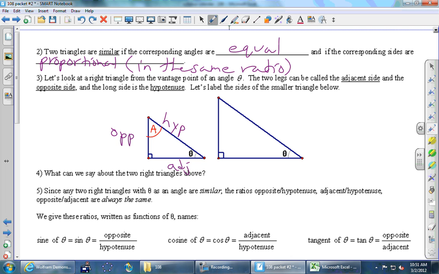If I were to talk about this angle, capital A, which one is the opposite side for capital A? It's the one on the bottom. Opposite to A is down here. So opposite and adjacent very much depend on which angle you are thinking about, okay? Hypotenuse is always that same one, no problems there.